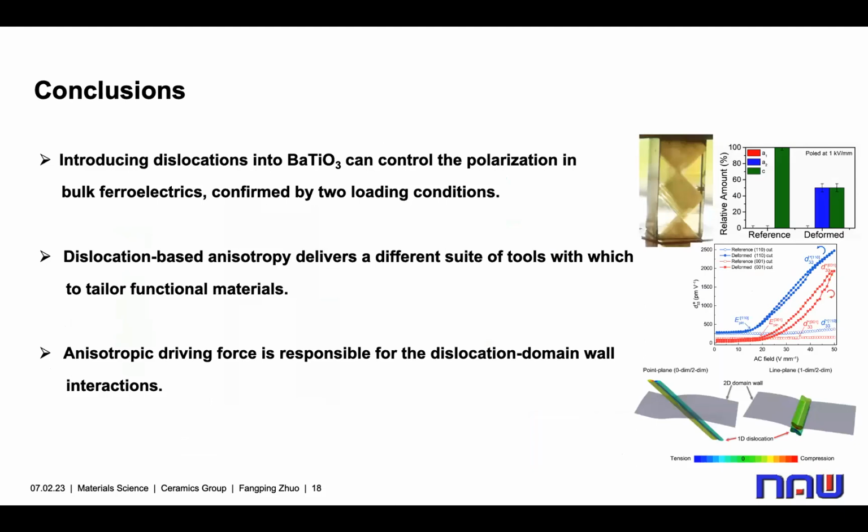So with this, I would like to conclude my talk by using the concept of dislocation influence. We can control the polarization in bulk ferroelectrics, which was confirmed by two loading conditions. And the dislocation-based anisotropy is also a very nice concept for us to tune the properties.